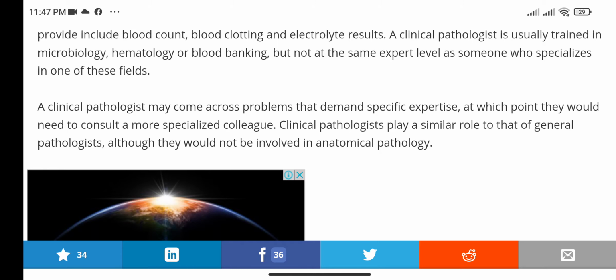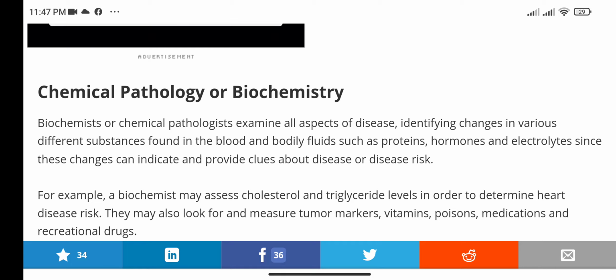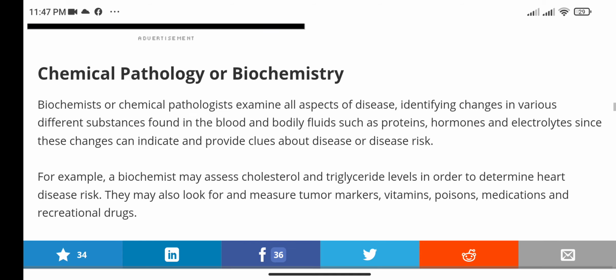Now, the subject-wise chemical pathology or biochemistry. Chemical pathology examines all aspects of disease, identifying changes in various different substances found in the blood and bodily fluids such as proteins, hormones, and electrolytes, since these changes can indicate and provide clues about disease or disease risk.